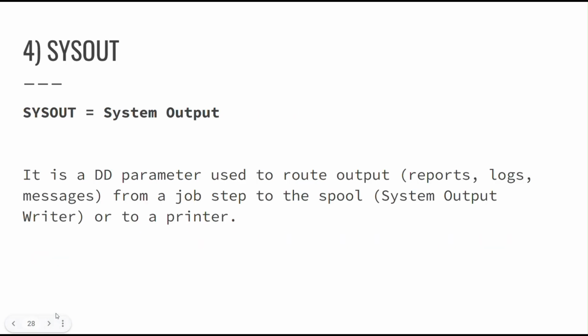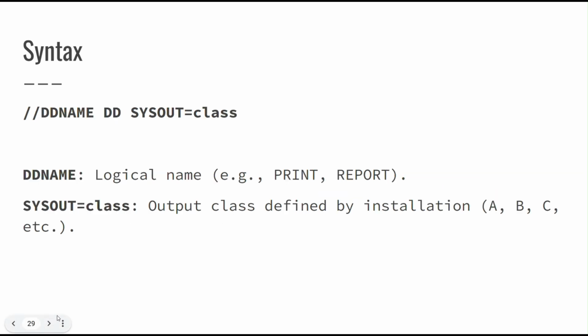Now let's see the SYSOUT parameter in detail. SYSOUT means system output. It is a DD parameter used to route outputs from a job step to the spool or a printer. Instead of writing to a dataset, SYSOUT directs the output to the JES, which is the job entry subsystem. The syntax is SYSOUT equals class.